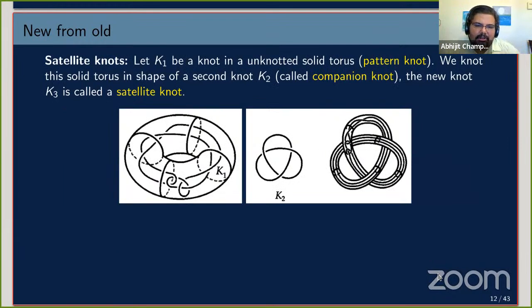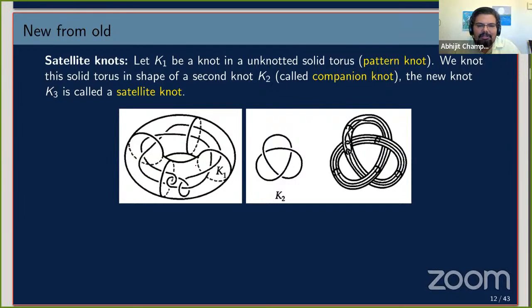So let's look at the second construction, which uses two knots in a more innovative way. You take a knot in an unknotted solid torus, like so. This is the knot K1, and this is called a pattern knot. And now you take this solid torus and you knot it in three-space, like so.